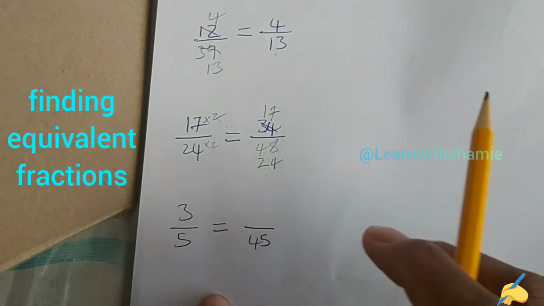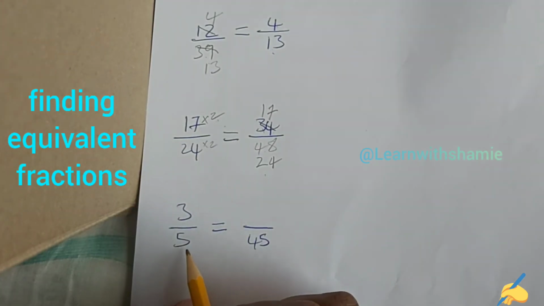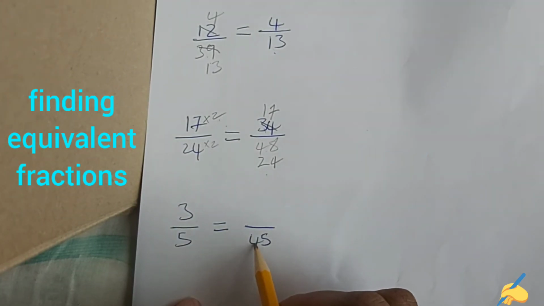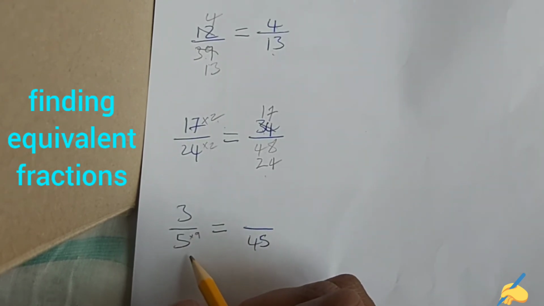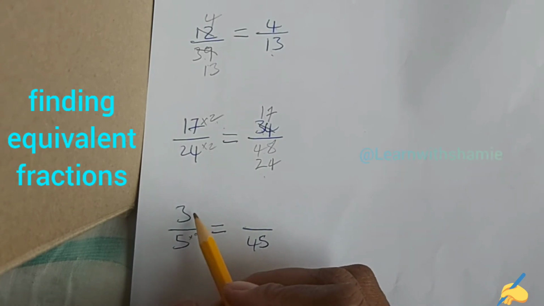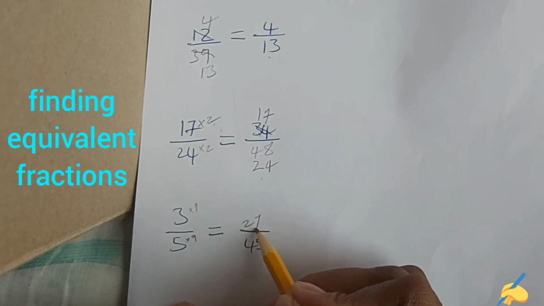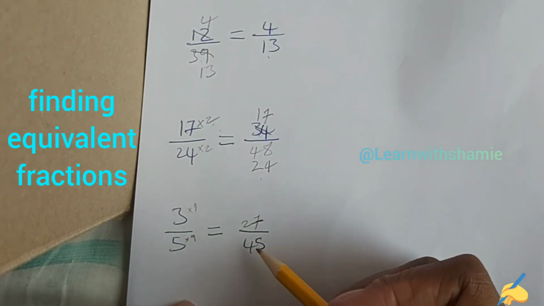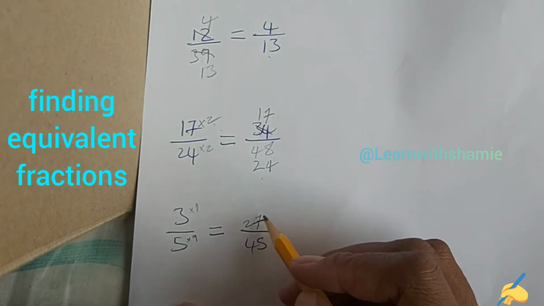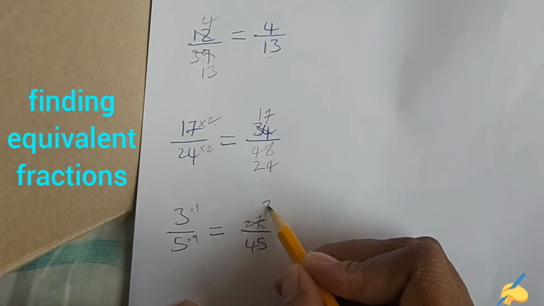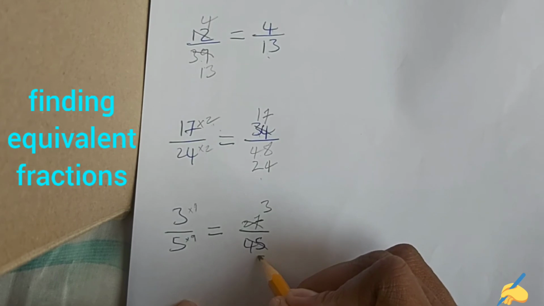The next one is 3 out of 5. We need to find the numerator. Now 5 into 45 goes 9 times, so 5 times 9 would equal 45. And we'll say 3 times the same 9 would equal 27. So that would be equivalent, because if we divide it by 9, we'll get the same. 9 into 27 goes 3 times, and 9 into 45 goes 5 times.